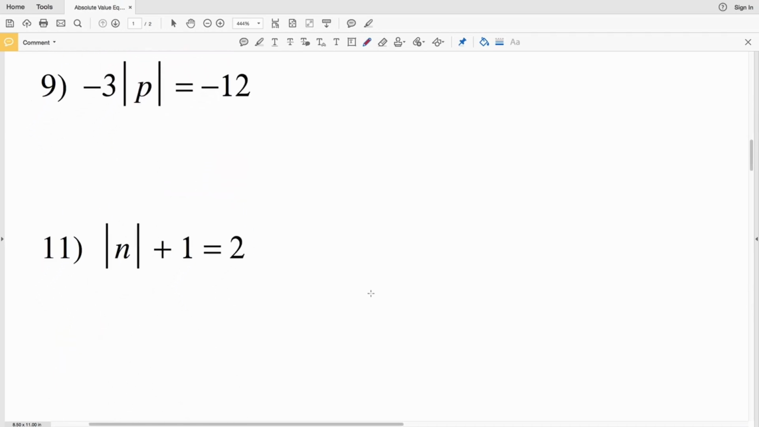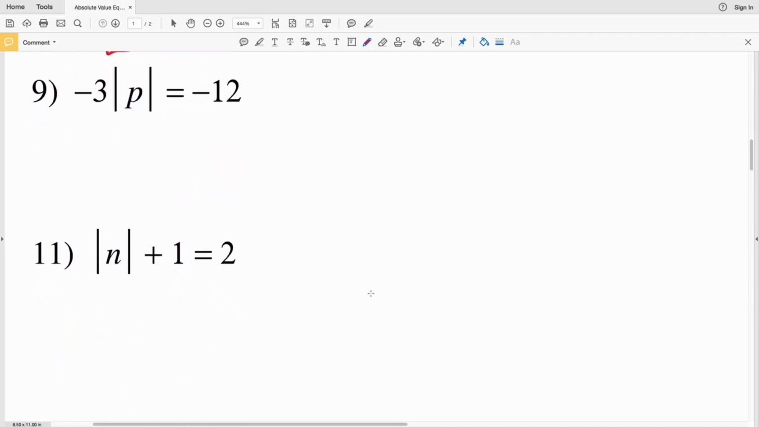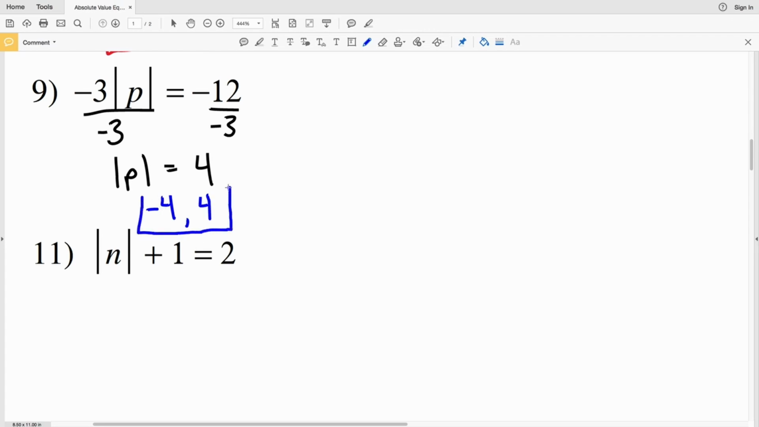Number 9, again, like in number 7, we have a value outside of the absolute value. So we're going to start by dividing by this negative 3. Now we have the absolute value of p is equal to negative 12 divided by negative 3, which is a positive 4. So since the absolute value of p is equal to 4, we know that p can either be a negative 4, since the absolute value of negative 4 is equal to 4, or p can be 4, since the absolute value of 4 is also equal to 4.